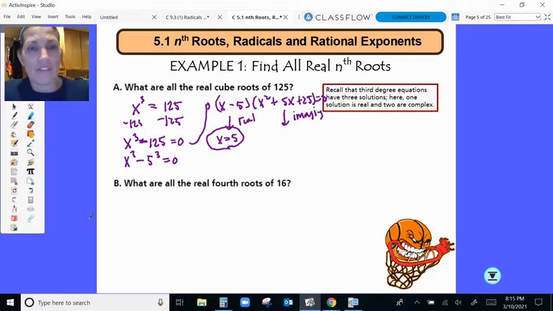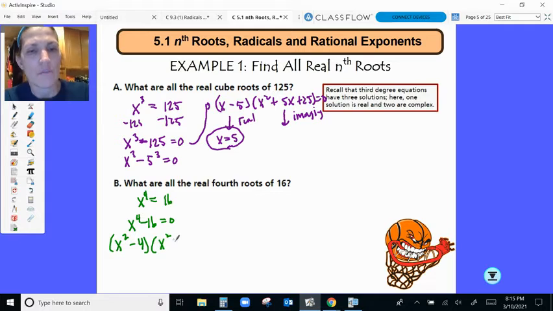On the other hand, if I have fourth roots, in other words x to the fourth equals 16, what are the roots of that? If I subtract 16, I end up with x to the fourth minus 16 equals 0. And I can factor this, right? This is a difference of two squares. So this would be x squared minus 4, since the square root of x to the fourth is x squared and the square root of 16 is 4, and x squared plus 4 equals 0.